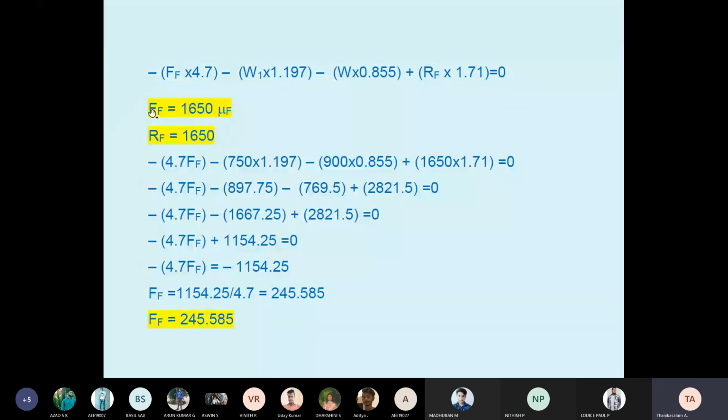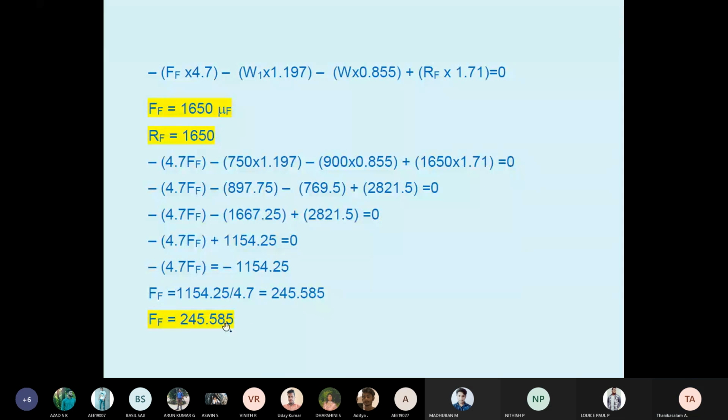So already we have F equal to 1650 mu F. RF also already calculated, 1650. Just see how to apply here. So W1 given, W1 750, W 900. Okay, so everything applied here. The final equation is minus 4.7 F equal to minus 1154.25.